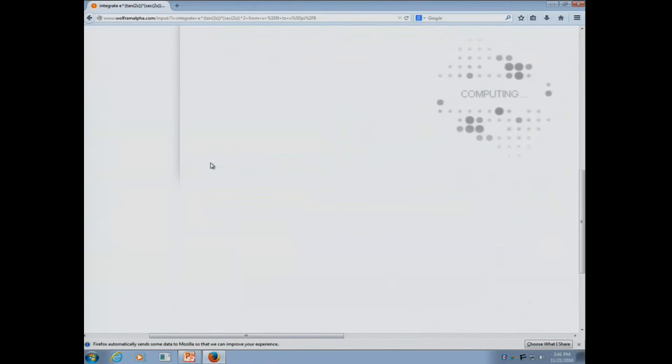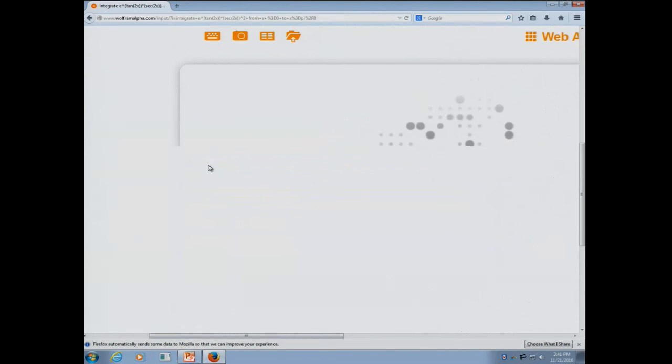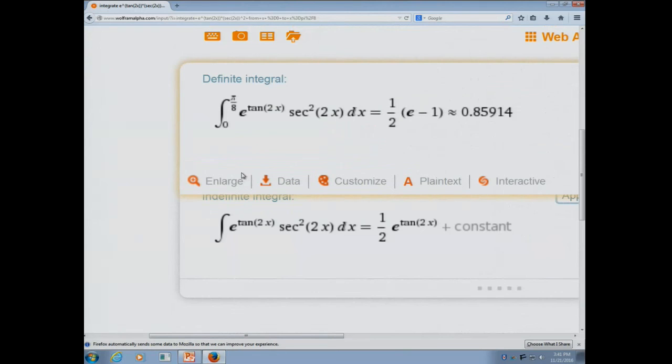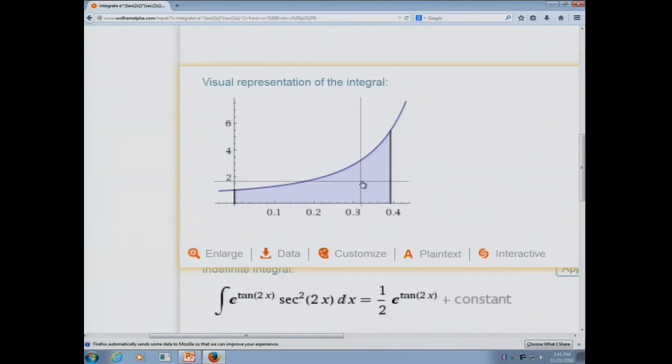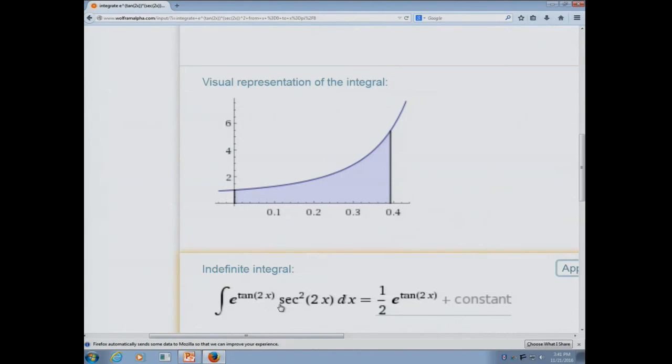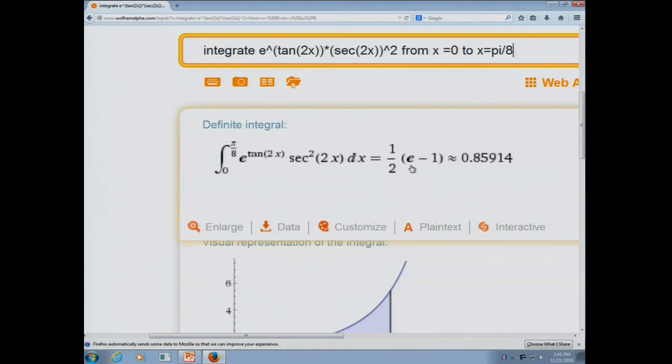So let's let Wolfram think about that for a second. We should not only see the graph, but get the answer. Well, that number looks familiar right there. Now here's the graph, okay? And this is of this trig function with exponentials, secants, and tangents. And look what it says right here, e minus 1 over 2, 0.859. Pretty dramatic result.